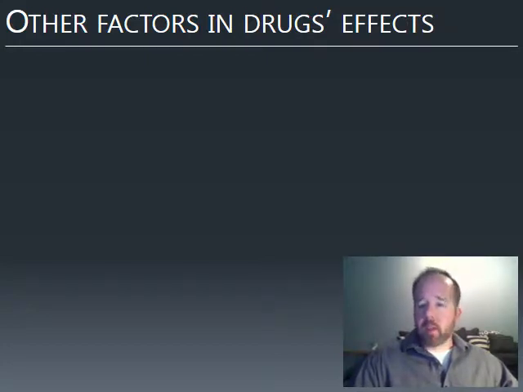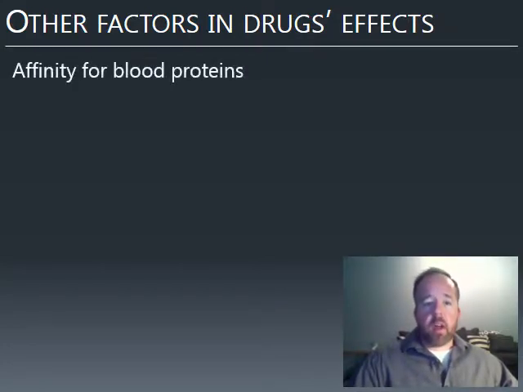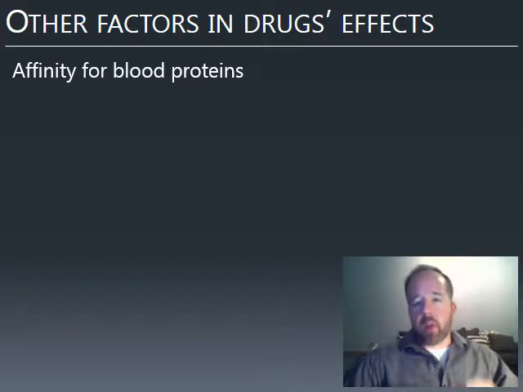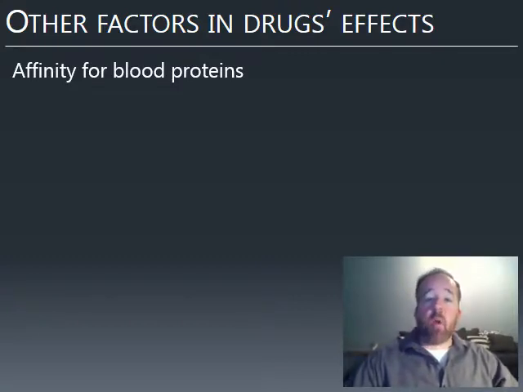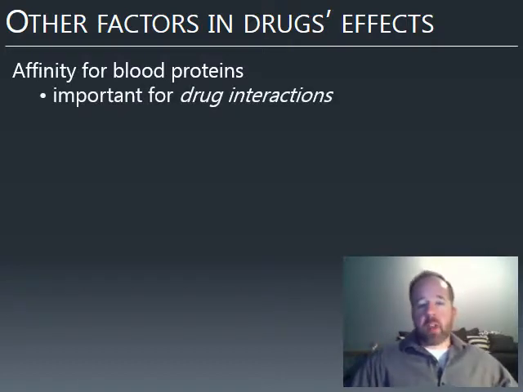Okay, so some other factors in the effects that drugs have are how easily the drug binds to proteins in the blood. If they really bind to those proteins, then the drug is going to be circulating around in the blood for a longer time. Whereas if they don't bind very easily, then it's going to be metabolized or absorbed into cells very easily because it's not attached to those blood proteins. And so that can determine how long the drug stays resident in the bloodstream. And it's important for things like drug interactions.